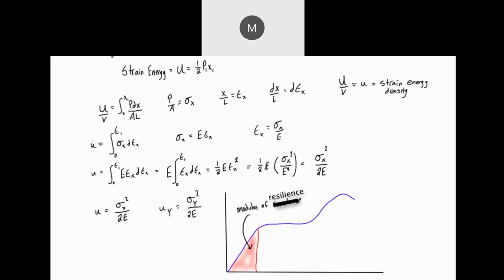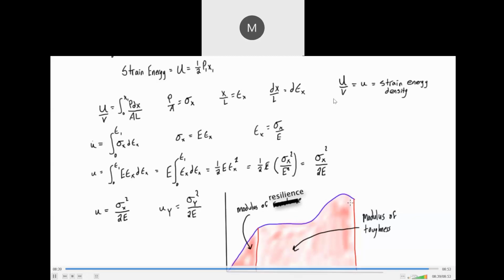And then if we went right to the end here and took this area all the way from 0, then this is what we call the modulus of toughness, which tells us the energy per unit volume that a material can absorb before it ruptures. So those are two very important things based in these equations, and I think that's where we're going to cut it off for this video. Join me in the next video, and we will go through some examples on this stuff.